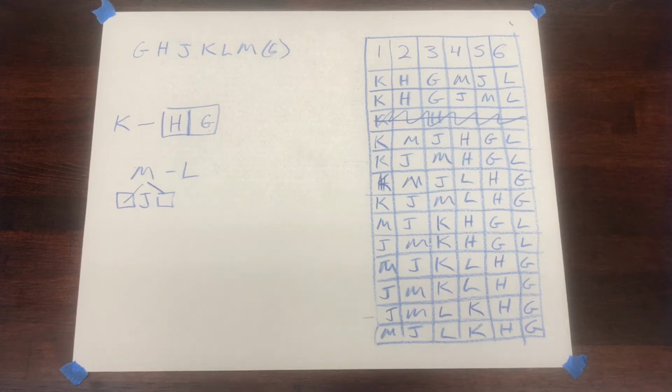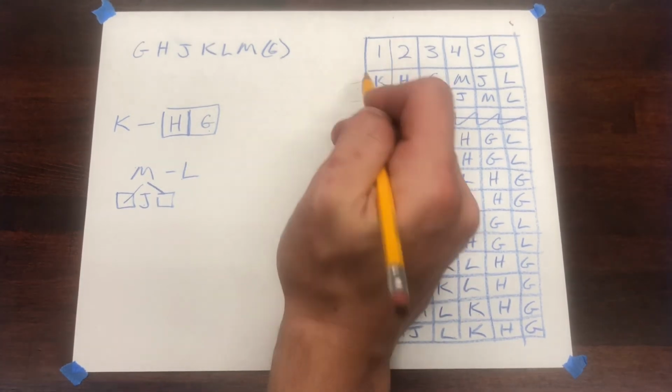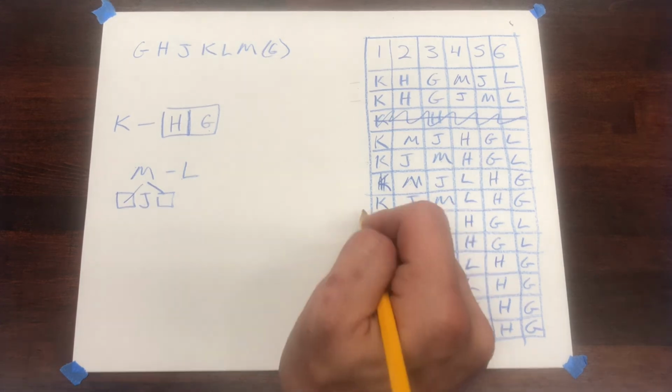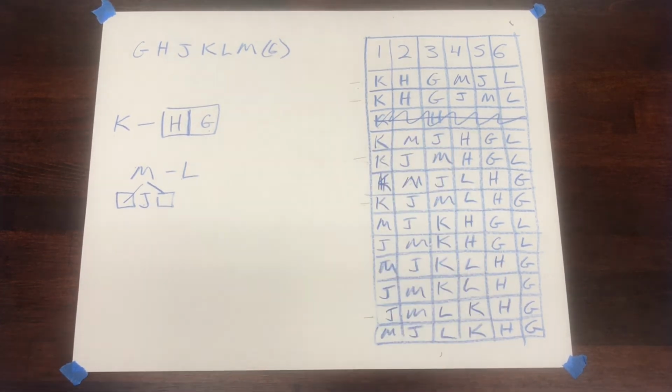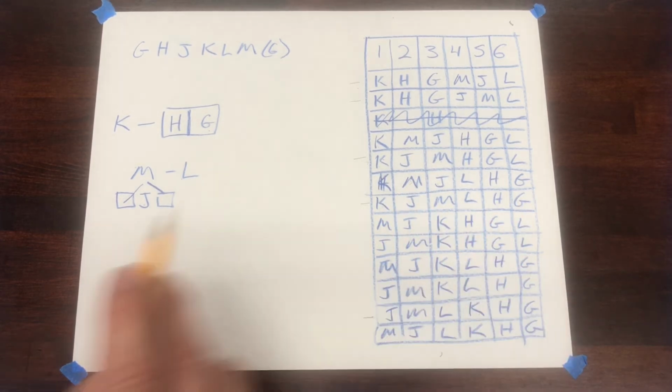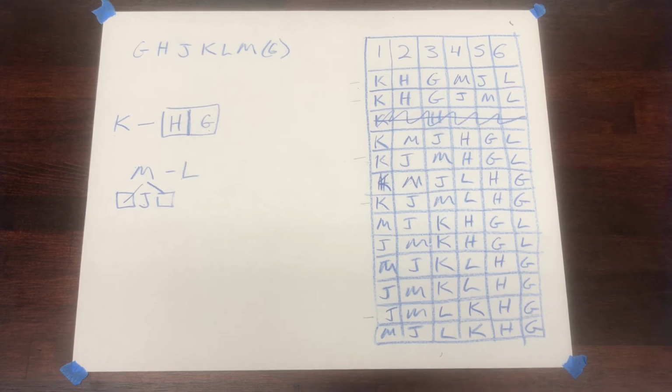C, do I have a KHG? I have a KHG here and here. Is it a KHG LMJ? It is not. Answer C is eliminated. D, do I have a KJM? I have a KJM here and a KJM here. Do I have a KJMLHG? KJMLHG. Answer D is correct, and we're moving on.